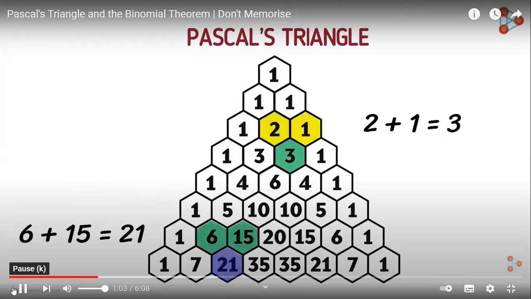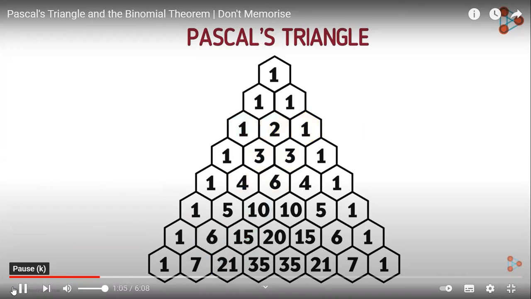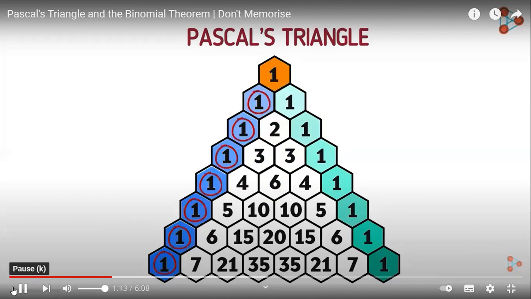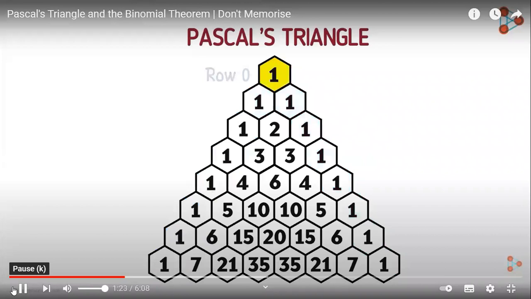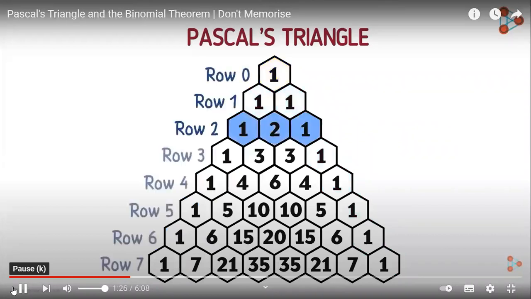What else do we notice? We also see that the starting and the ending numbers are always 1 in each row. Yes, all the numbers on the extreme left and all the numbers on the extreme right are 1. In Pascal's triangle, the rows are numbered starting from 0. This is the 0th row, this is the first one, then the second one, and so on. The third row is 1, 3, 3, 1. The fifth row is 1, 5, 10, 10, 5, 1, and so on.